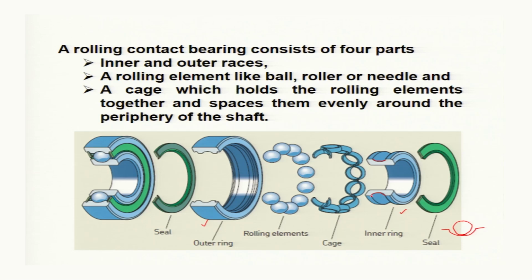So, this is the inner race, inner ring, this is the outer ring, and in the outer ring also inside there is a curved slot, curved ring. In the inner race, inside this curved ring will be there throughout the circumference. Inner ring, on the outside surface there will be circular slot all along the circumference.